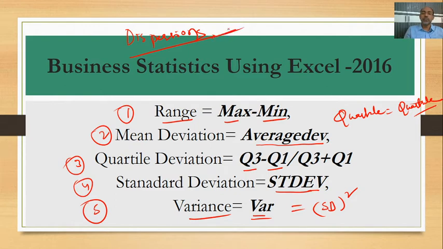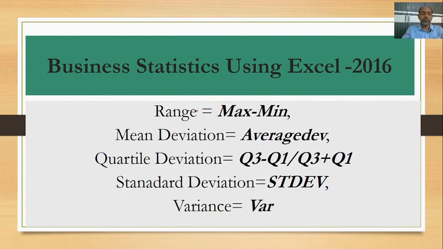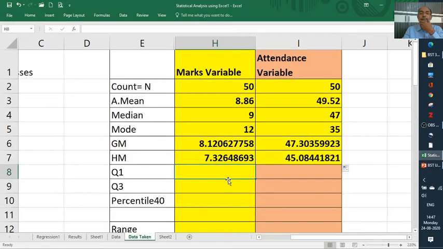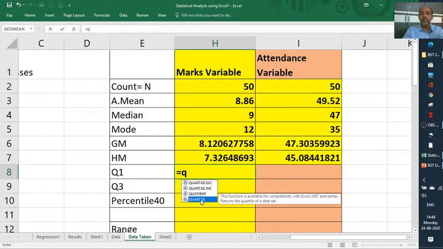These are all the chapters of dispersions. So we have to calculate all these, we'll do them one by one. We'll go to the first quartiles. What is the formula for quartile? It is equal to quartile, you just put Q and you will get the quartile function. You got it? Quartile.